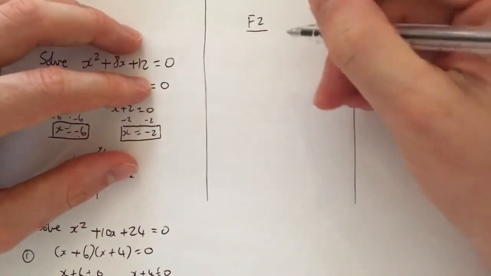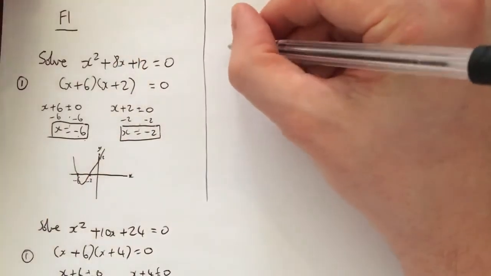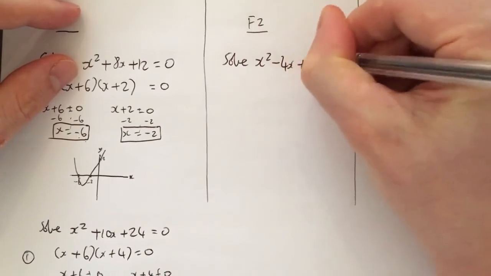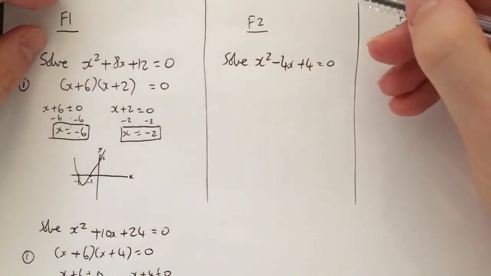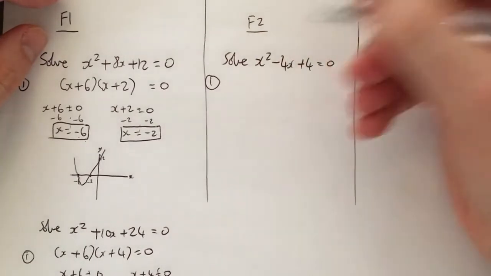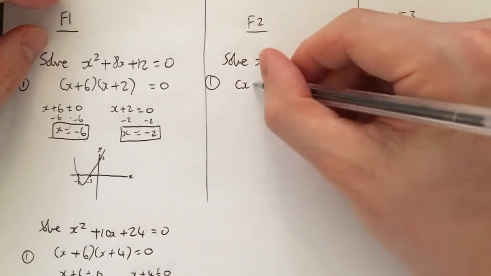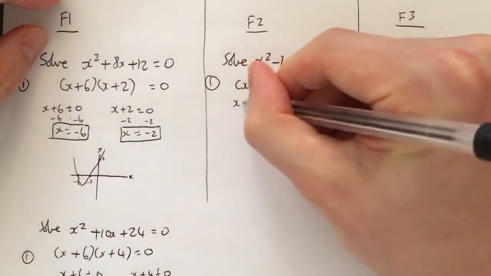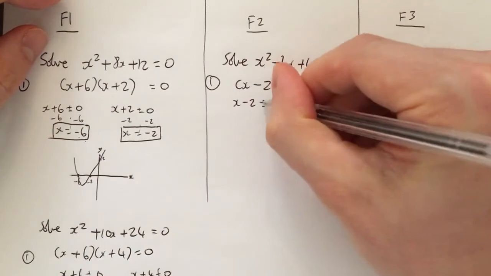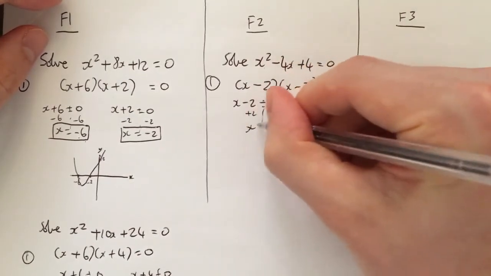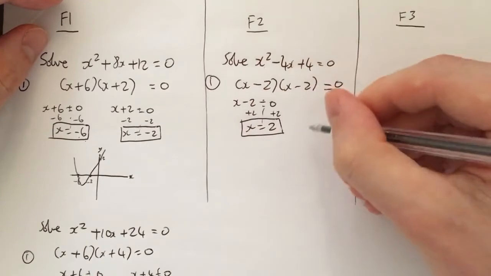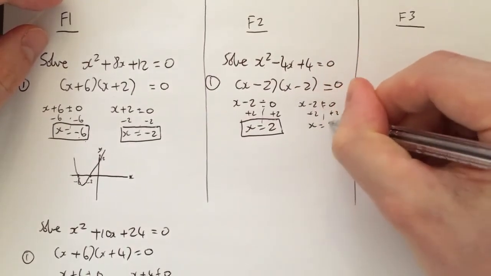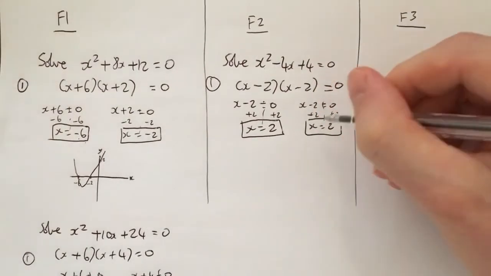Right. F2 is extremely similar. You've got solve x squared minus 4x plus 4 equals 0. Right. Same thing. Can I factorize it? Because it's got an x squared and an x. Yep. So it'll be x minus 2, x minus 2 equals 0. X minus 2, equal it to 0, so I'd add 2, add 2, so x equals positive 2. Same thing, x minus 2 equals 0, plus 2, plus 2, x equals positive 2, so the same value of x is 2.